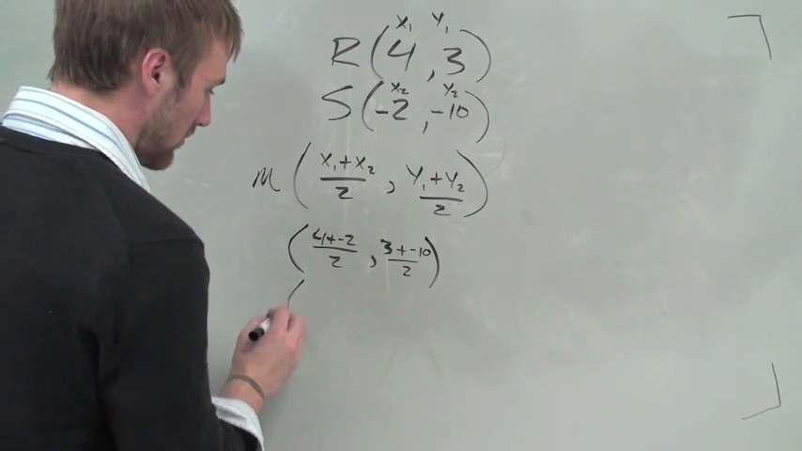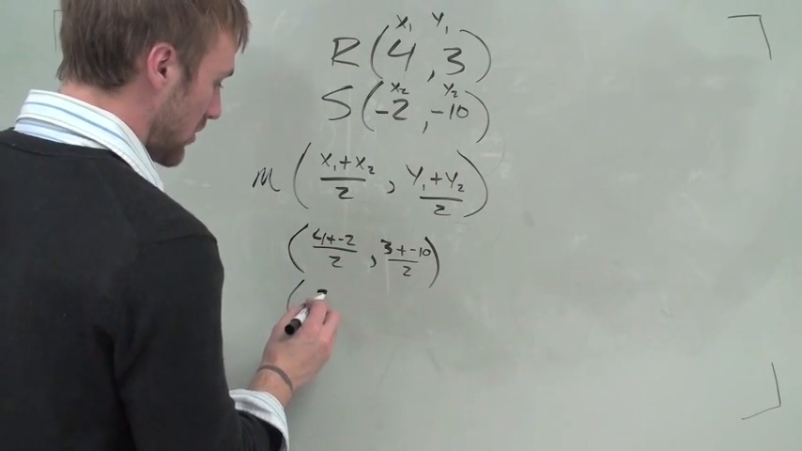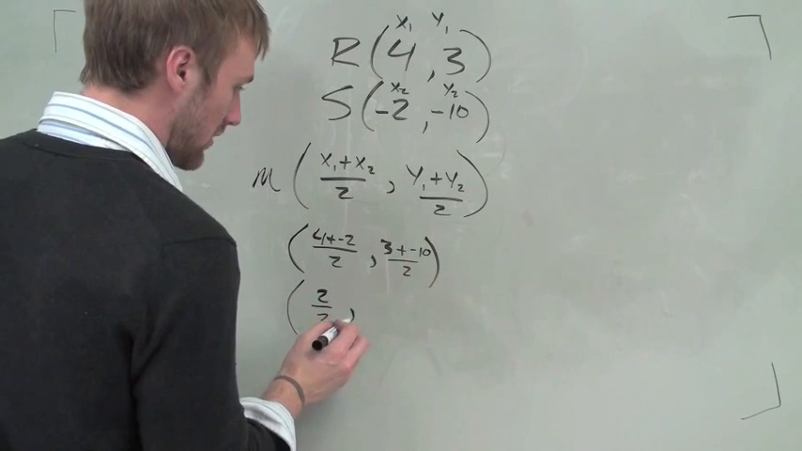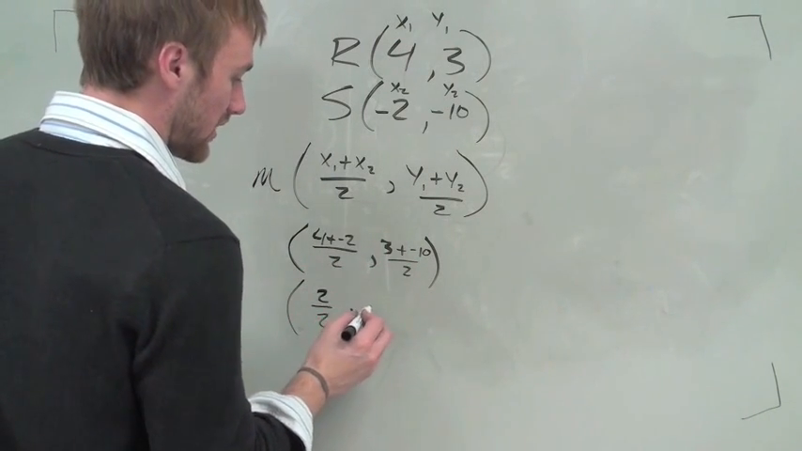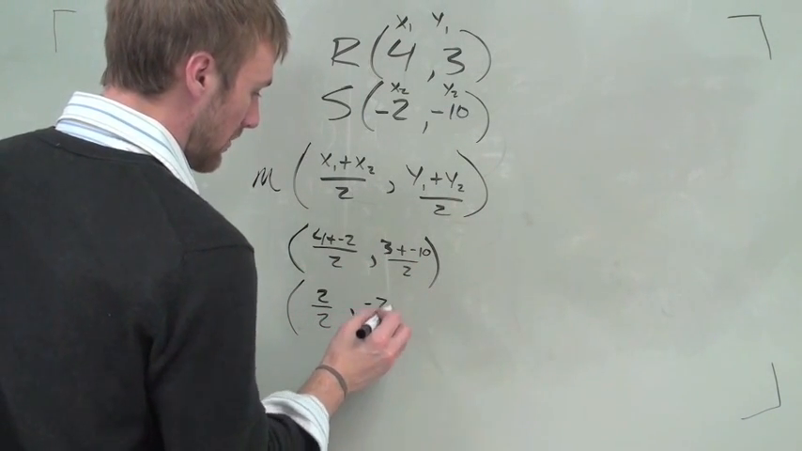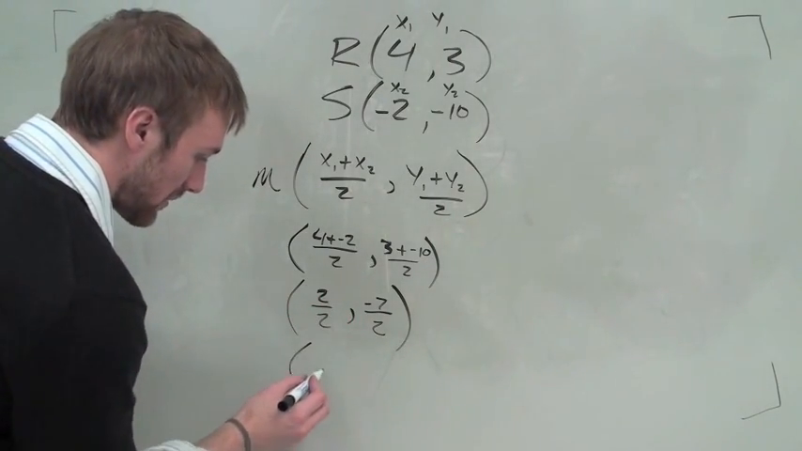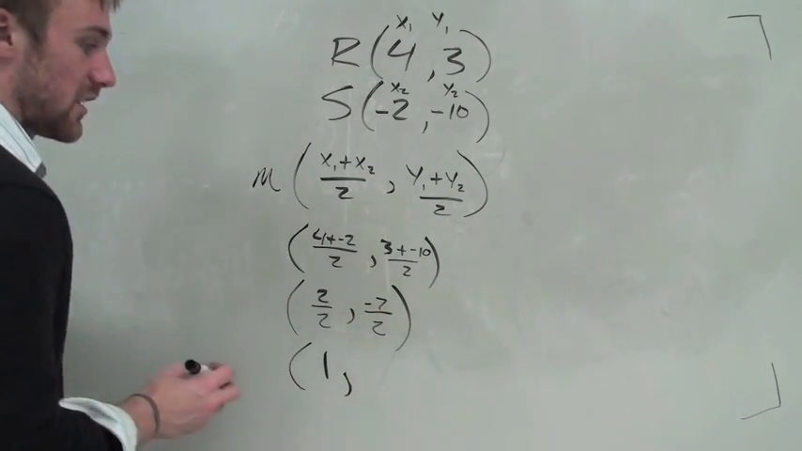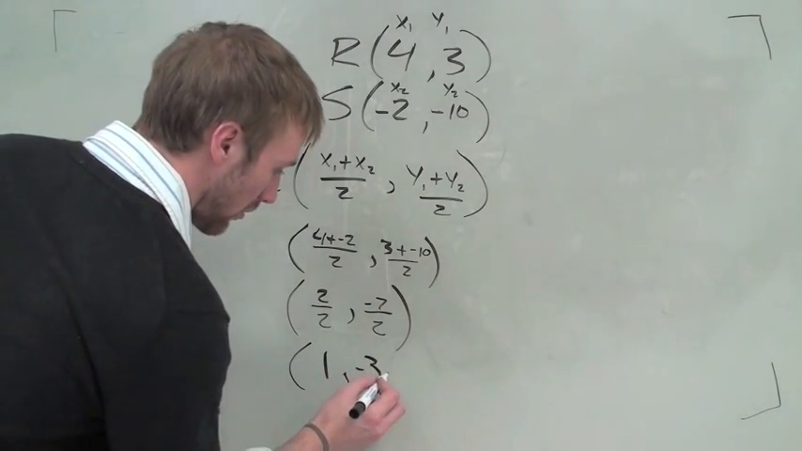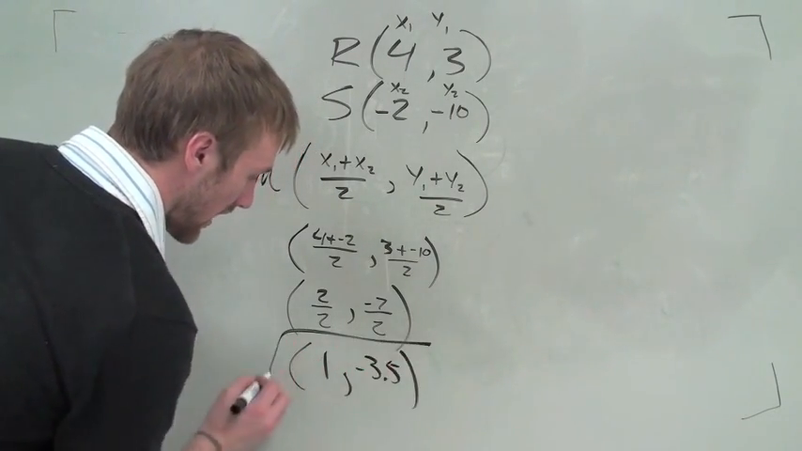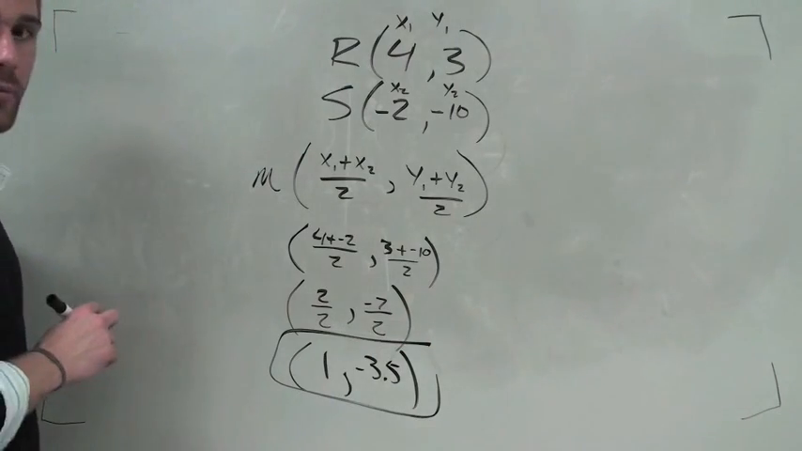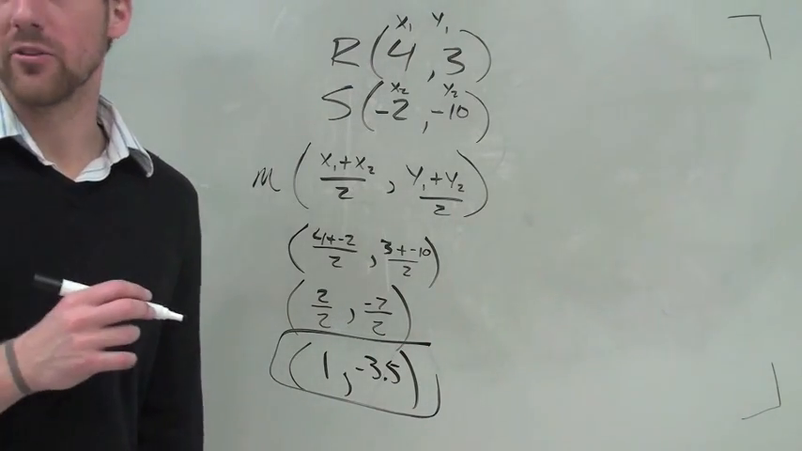4 plus -2 is the same as 2, still divided by 2. And 3 plus -10 is -7, still divided by 2. And then our last step, 2 divided by 2 is 1, and -7 divided by 2 is -3.5. That is our coordinate. That is our midpoint. That is our mystery solved.